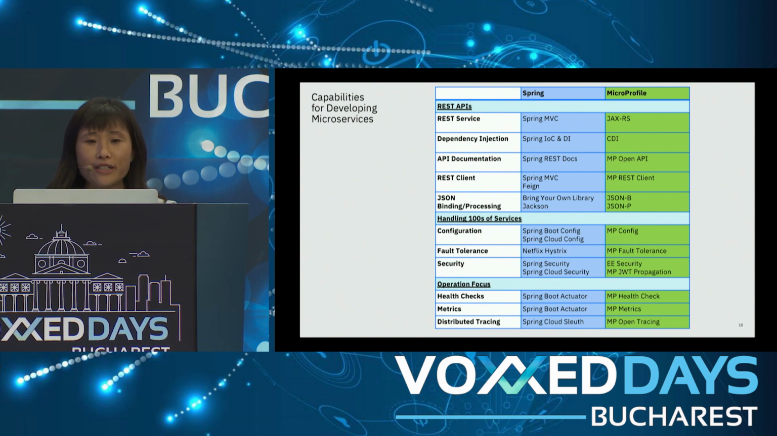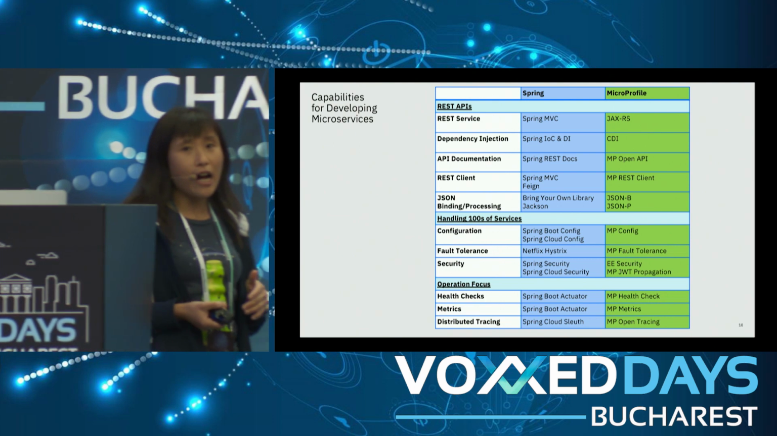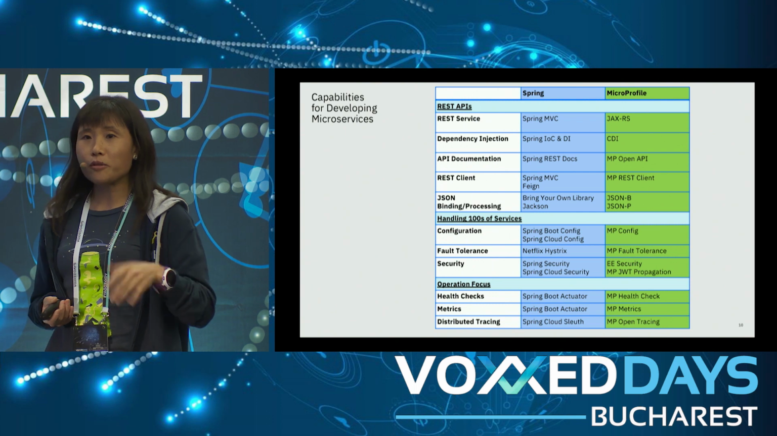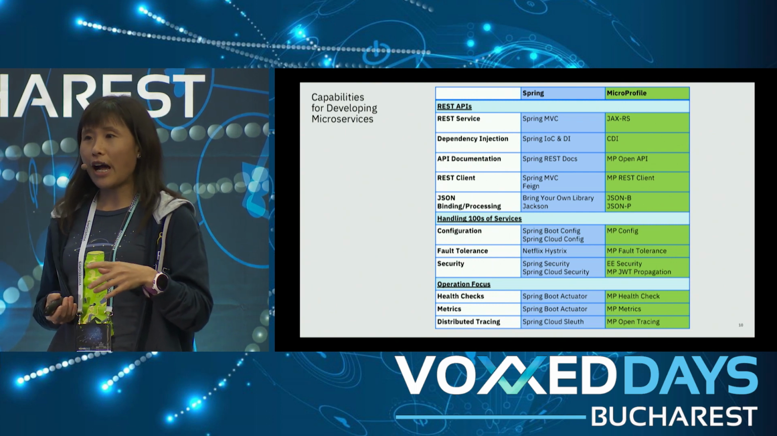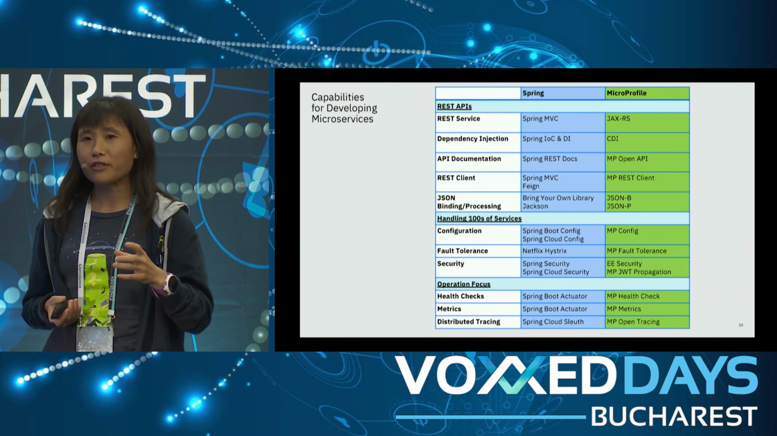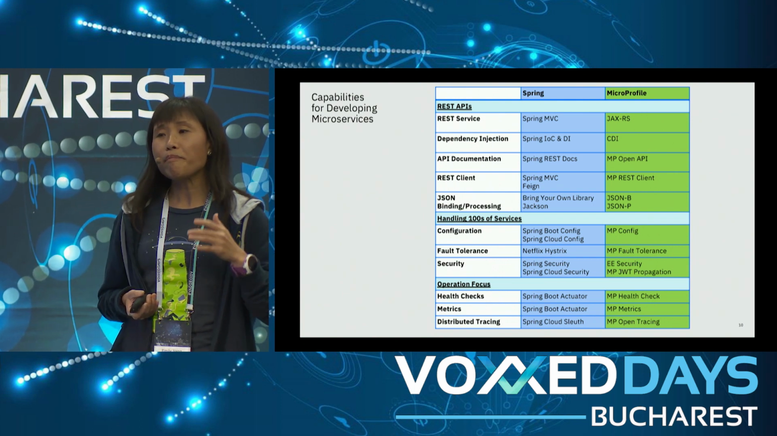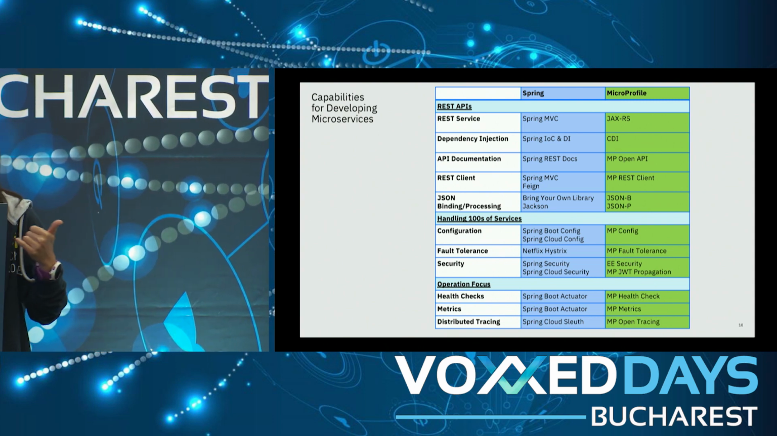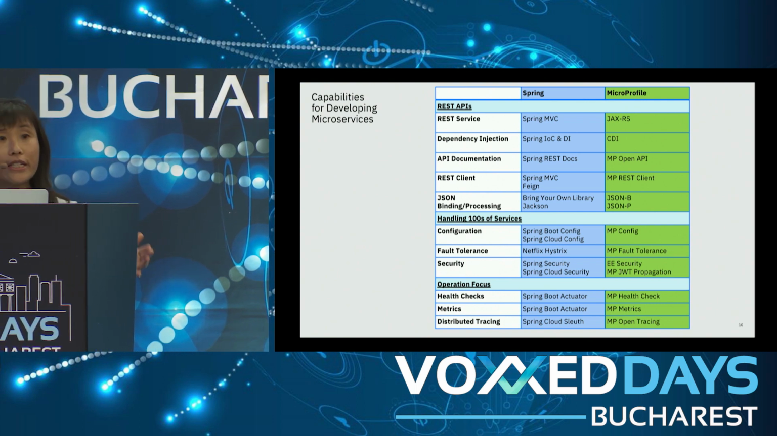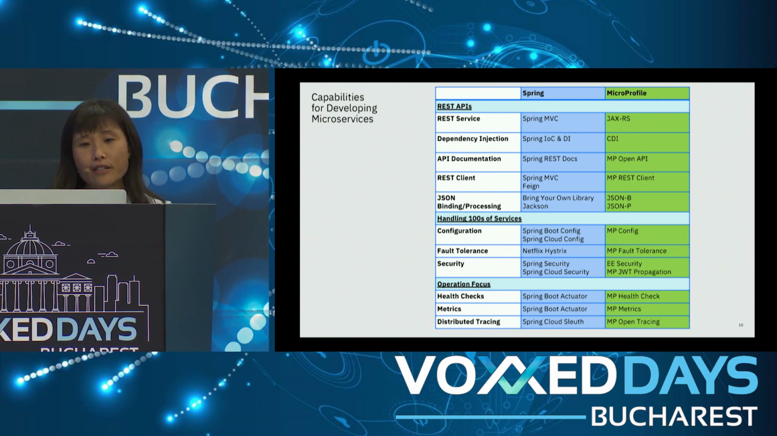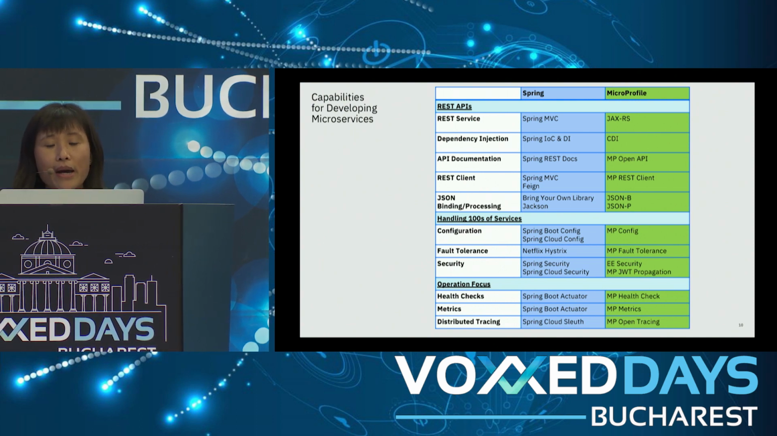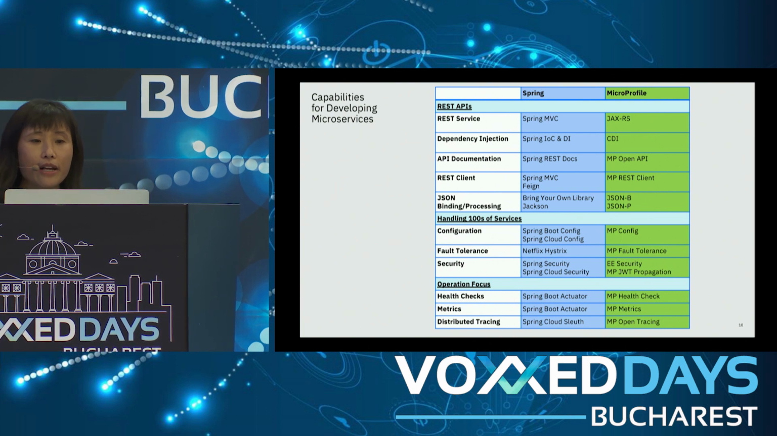So for handling services, for the configuration, basically it's in the 12-factor app. Anybody know 12-factor app? Okay, if you do not know, Google online for 12-factor app. When you do microservices, you should know the concept of the 12-factor app. One of the very important factors is to externalize your configuration. So Spring has configuration exactly to fulfill that requirement. Spring has Spring Boot config and Cloud Config. MicroProfile has MicroProfile Config.